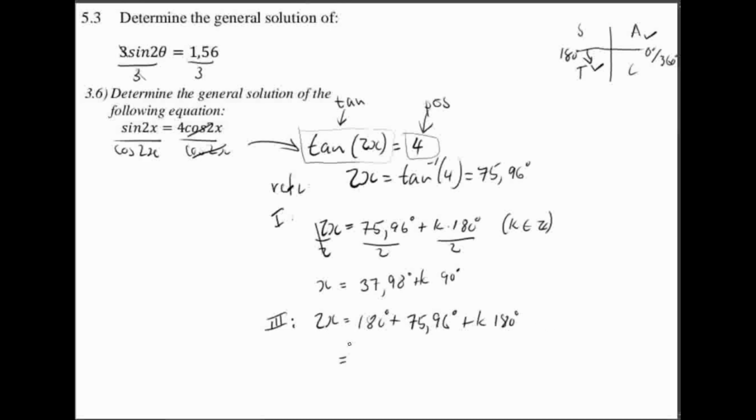Okay, so now let's just say 180 plus our reference, which is 75,96, and that's going to give us 255,96 degrees plus k times 180. And the next part is easy enough. Divide everything by your 2 so that x can be on its own. So x is equal to 127,98 degrees plus k times 90. Okay, that's that. Work through these.